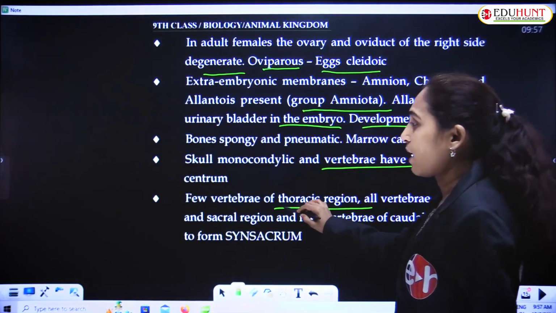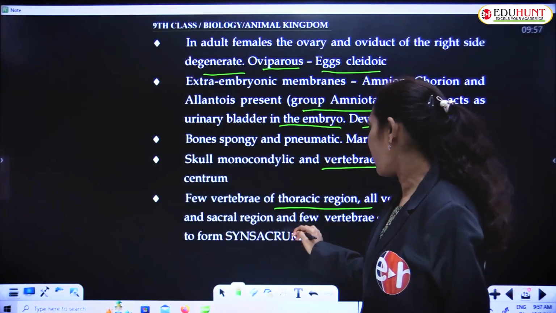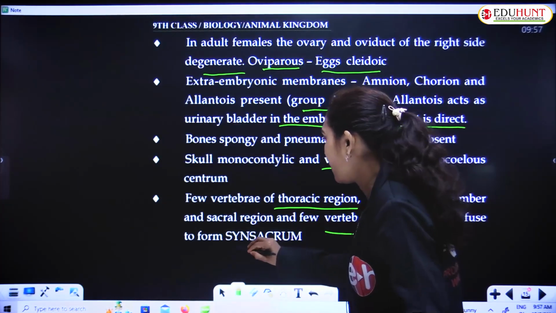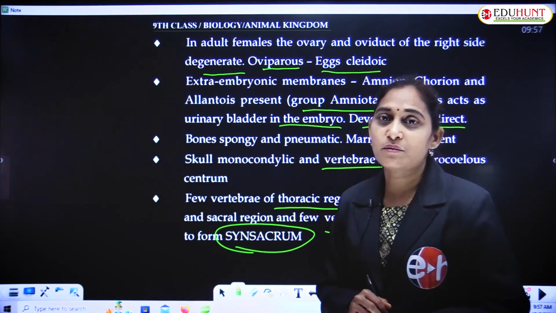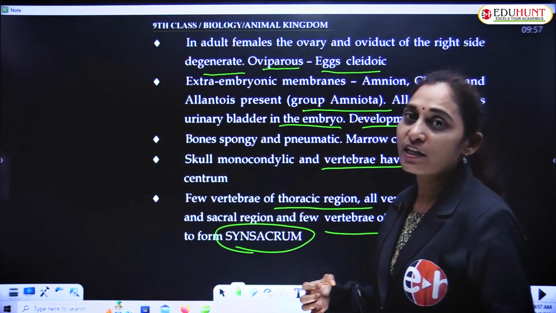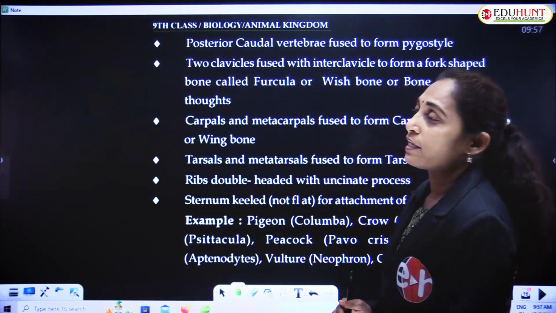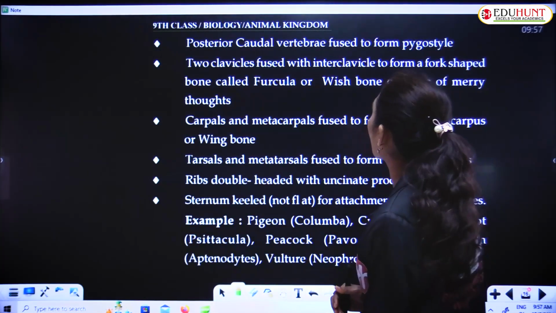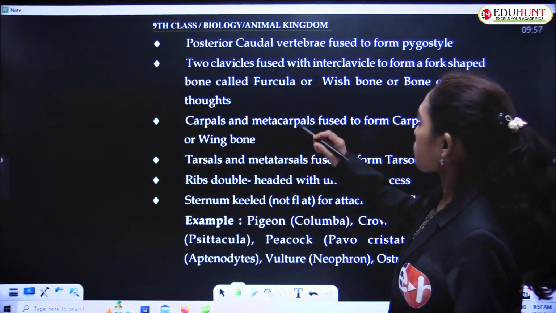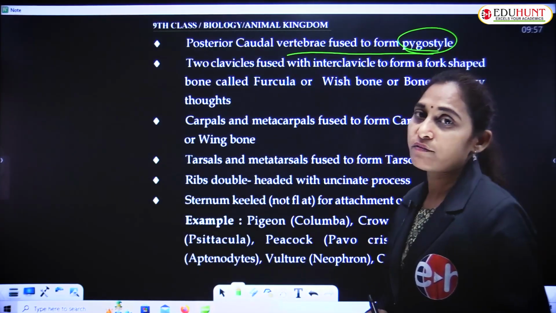And a few of the thoracic vertebrae and all vertebrae of the lumbar and sacral region fuse at the caudal region to form a synsacrum. Synsacrum is a structure formed by the fusion of the vertebrae at the tail region. And posterior caudal vertebrae fuse to form pygostyle, which is a very important feature.